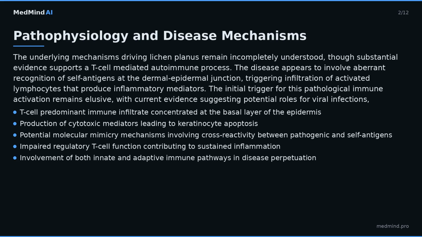Key points: T-cell predominant immune infiltrate concentrated at the basal layer of the epidermis. Production of cytotoxic mediators leading to keratinocyte apoptosis. Potential molecular mimicry mechanisms involving cross-reactivity between pathogenic and self-antigens. Impaired regulatory T-cell function contributing to sustained inflammation.